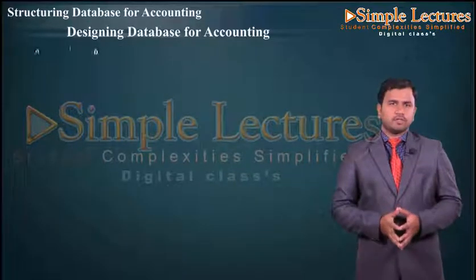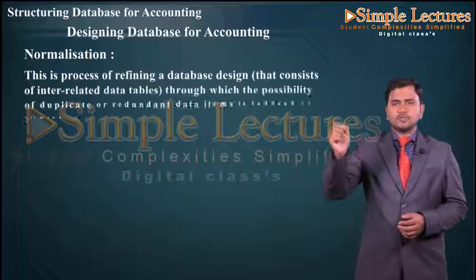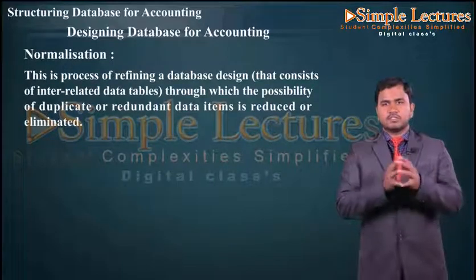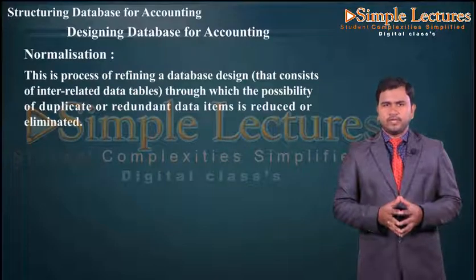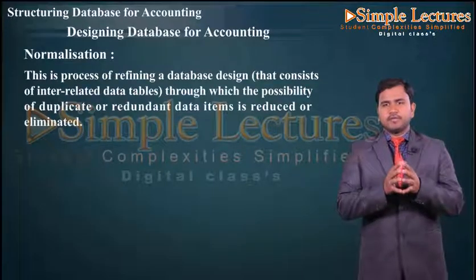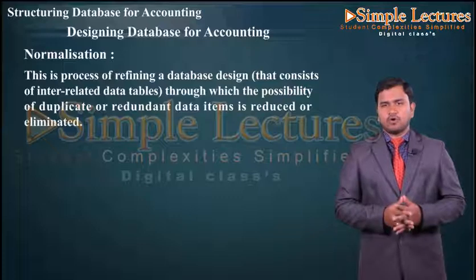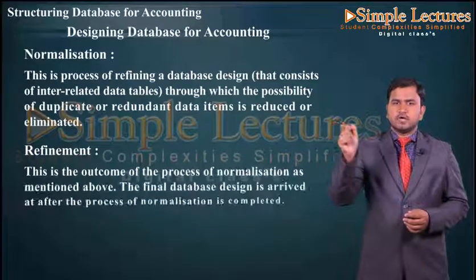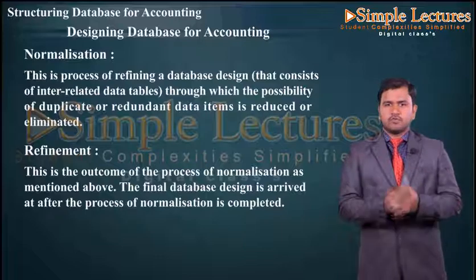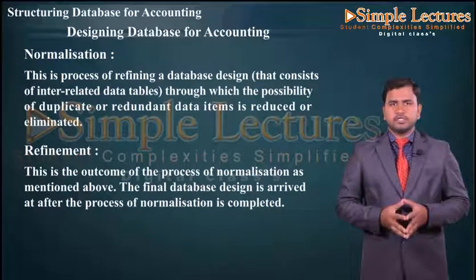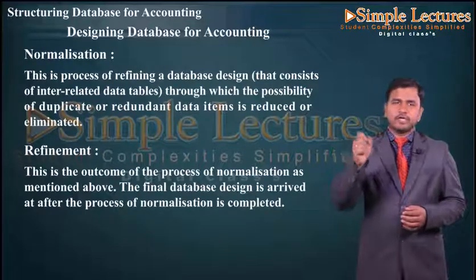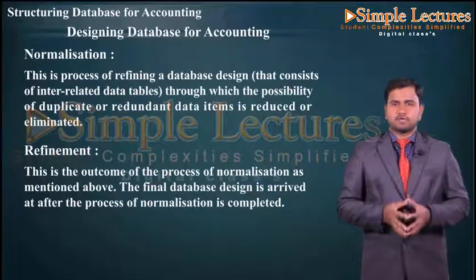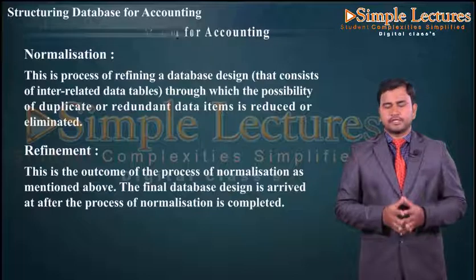Then we have normalization. This is the process of refining a database design through which the possibility of duplicate or redundant data items is reduced or eliminated. Refinement is the outcome of the process of normalization as mentioned above. The final database design is arrived at after the process of normalization is completed.